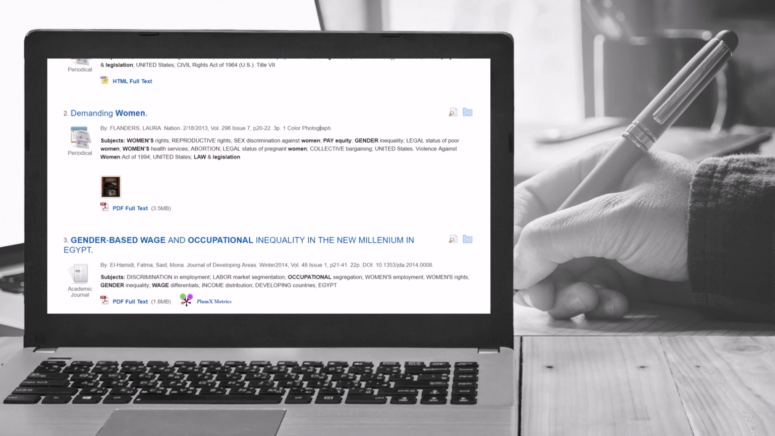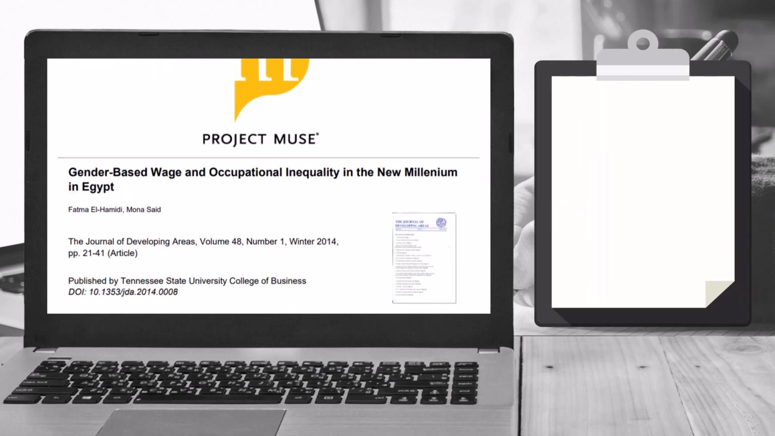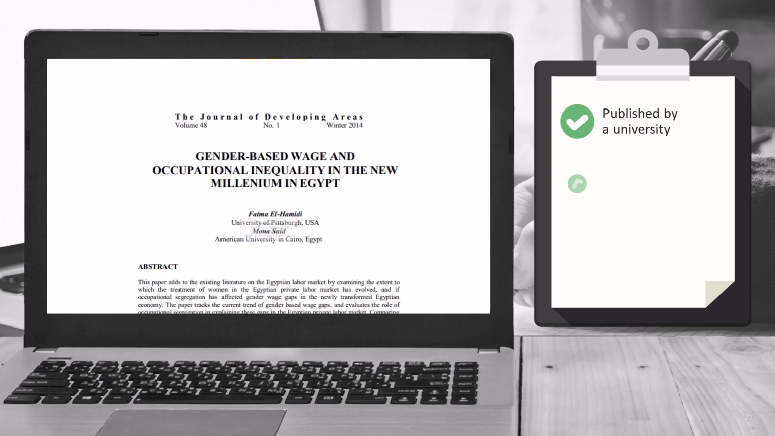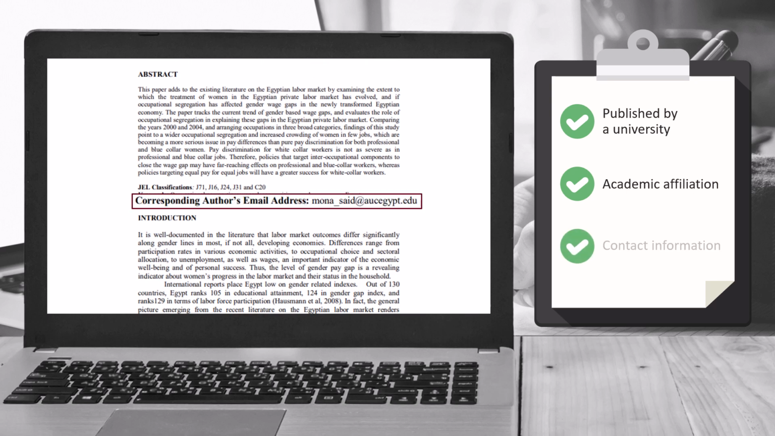Here is another article from the results list. The database states the article is in an academic journal and that it's 22 pages long. Here, we can see that a university publishes the journal. That's a good sign. The authors have academic affiliations. There is contact information for one of the authors.